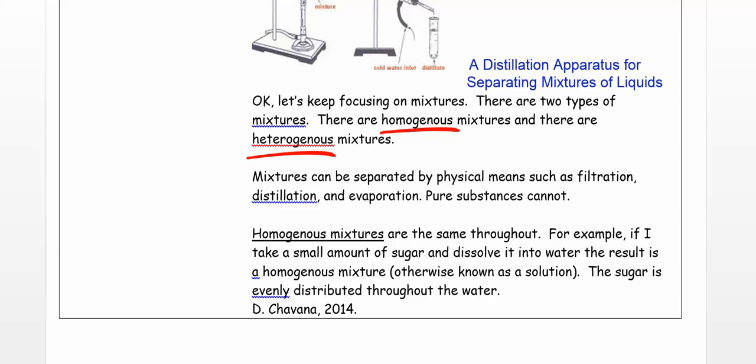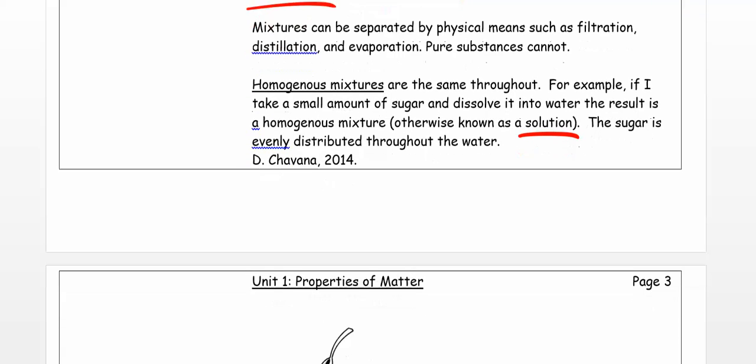Now, homogeneous mixtures are the same throughout. For example, if I take a small amount of sugar and I dissolve it into water, the result is a homogeneous mixture, otherwise known as a solution. The sugar is evenly distributed throughout the water. So if I have an even distribution of sugar and water, we're going to call that a solution or a homogeneous mixture.